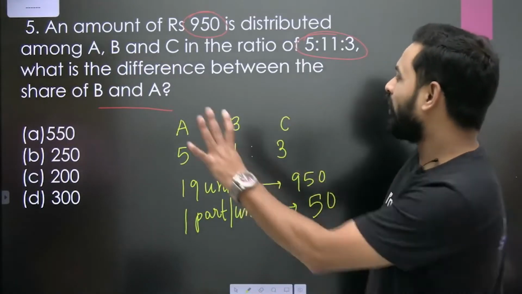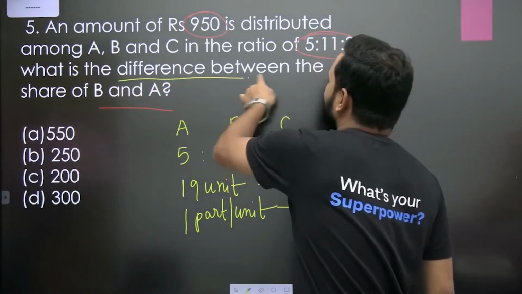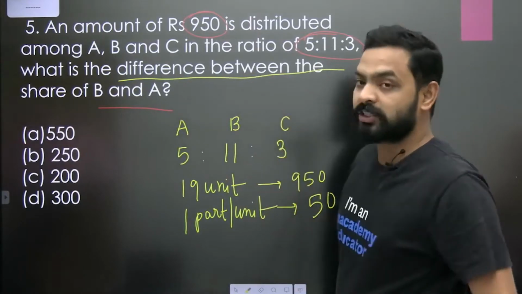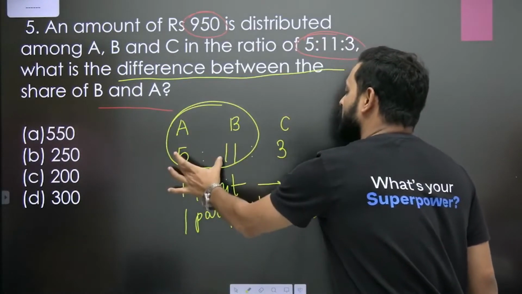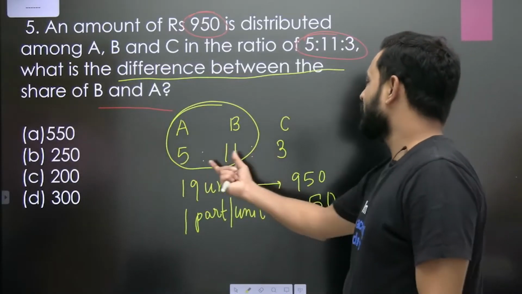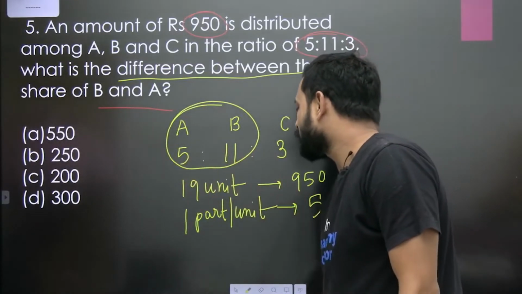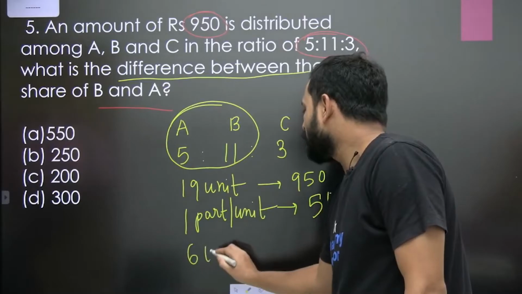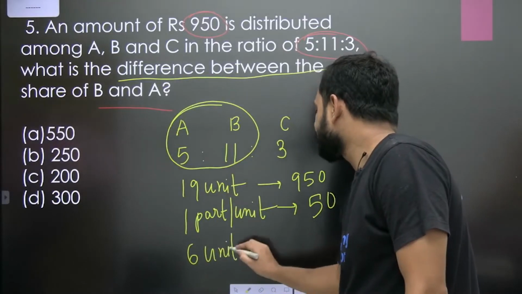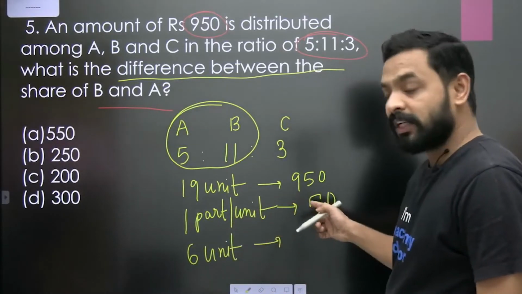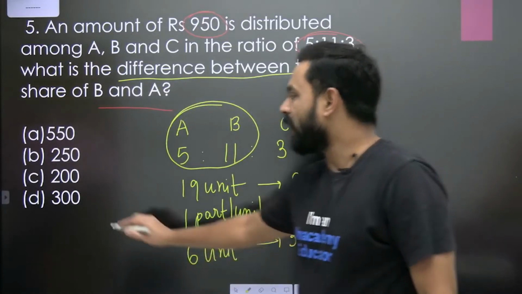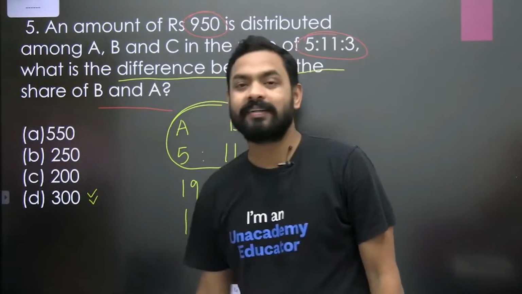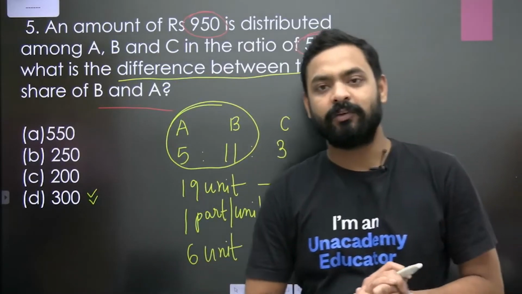Now see what I'll have to find: the difference between A's and B's share. What is the difference between A's and B's share? 5 and 11, what's the difference? 6 units. 6 units will be equivalent to what? 1 unit is 50, so 6 units will be 300. That's the answer, our option D. I hope, guys, this is absolutely clear.